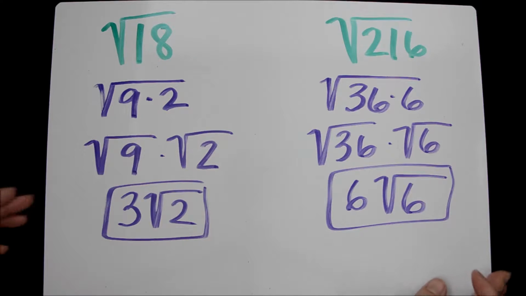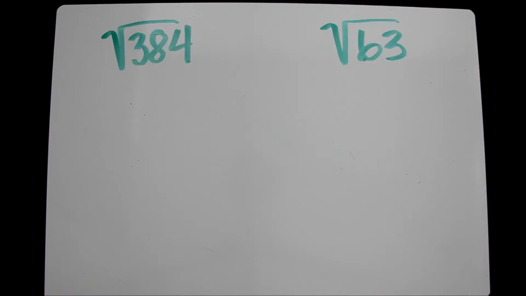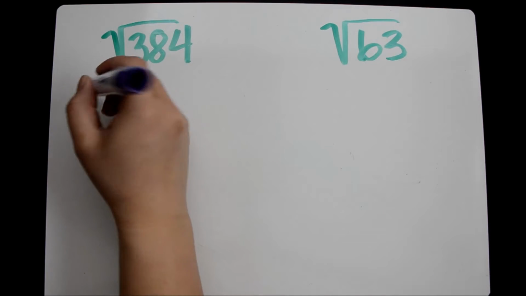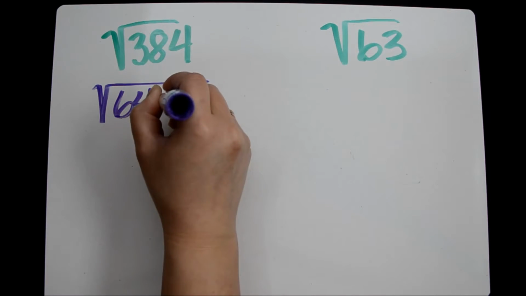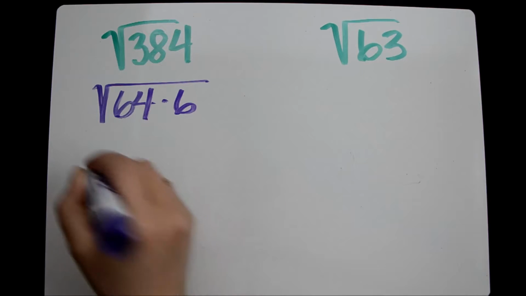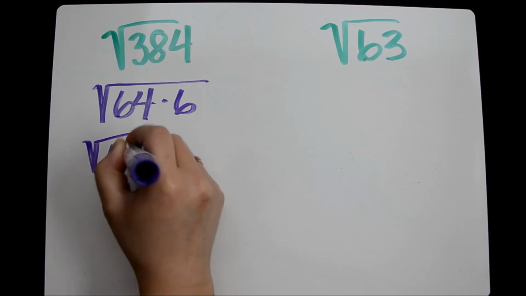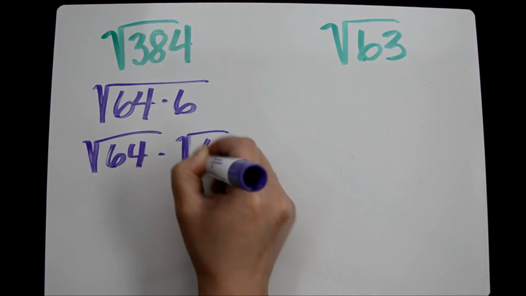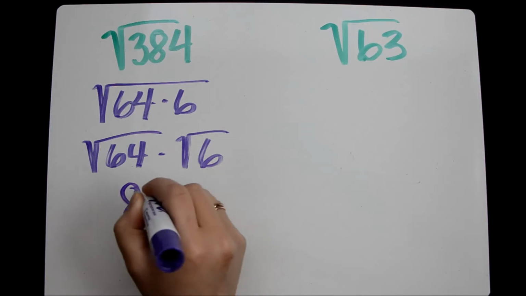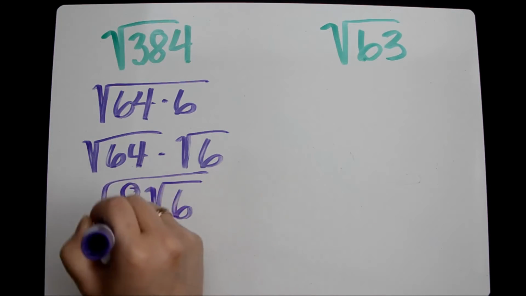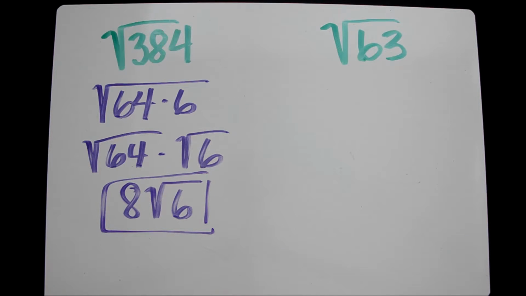Let's take a look at a couple more examples. So here we have a larger number, 384. Again, I'm still looking at that list of perfect squares, and I start towards the top if it's going to be a big number. But this would be 64 times 6. We could rewrite this as the square root of 64 times the square root of 6, and we know that the square root of 64 is actually 8. So the simplified radical is 8 times the square root of 6.